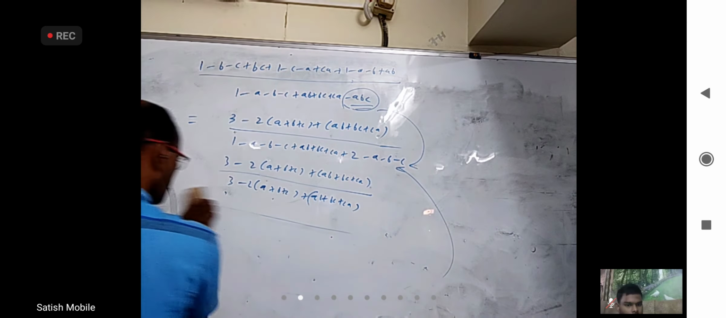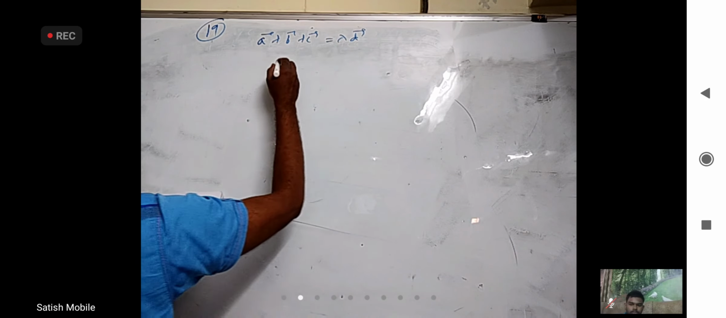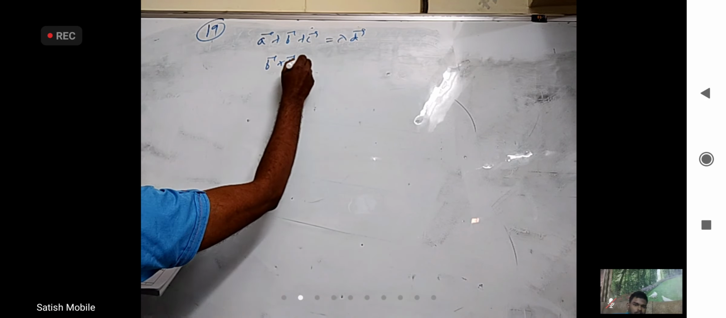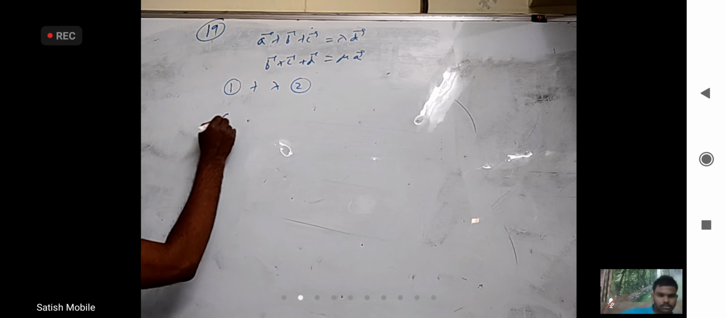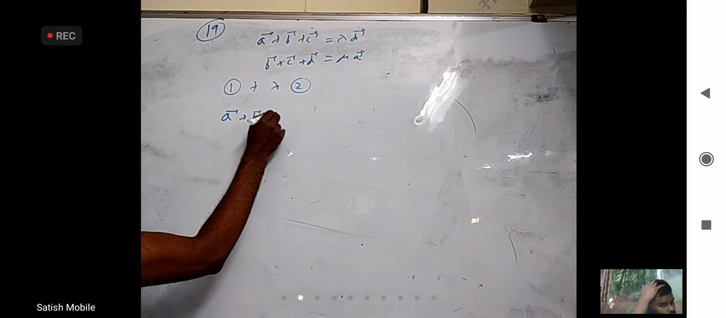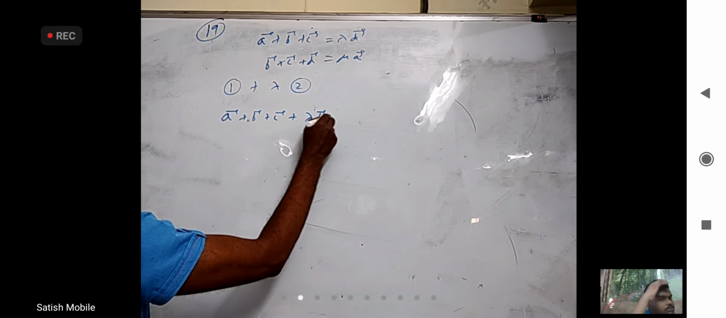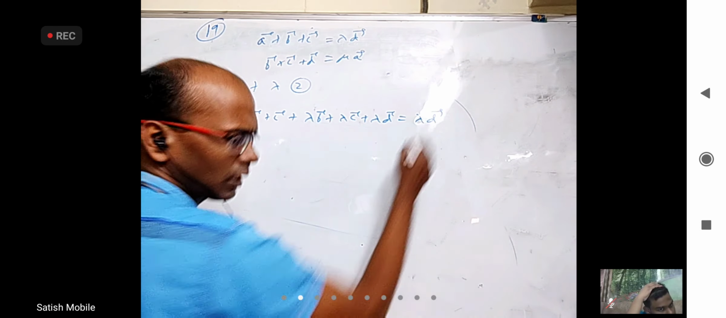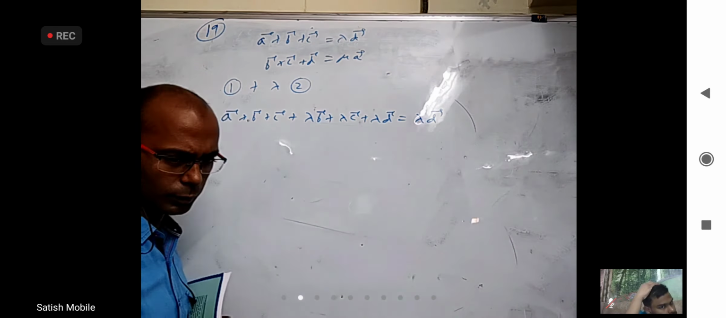So a bar plus b bar plus c bar is equal to lambda d bar. b bar plus c bar plus d bar equal to mu a bar. To eliminate lambda, multiply this with lambda and add these two equations. Equation 1 plus lambda times equation 2. I will get a bar plus b bar plus c bar plus lambda b bar plus lambda c bar plus lambda d bar equal to, on the right side, lambda d bar plus lambda mu a bar. I can cancel these two.